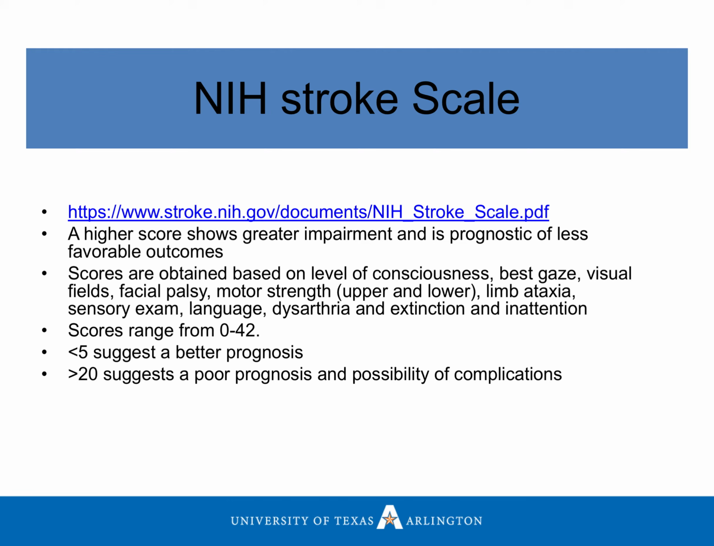So on the NIH stroke scale, I've given you the website there that you can go and print off your own stroke scale if you would like. You're looking at all of these areas, and there are questions that are based on these areas. For example, level of consciousness. If the person is alert, they would get 0. But if they only respond with reflex, motor, or autonomic effects, they would get 3 in that area. And so the higher the score, the worse the prognosis is. A score less than 5 usually means that they're going to have a better prognosis and do well. But a score greater than 20 really suggests a poor prognosis and possibility of long-term complications.